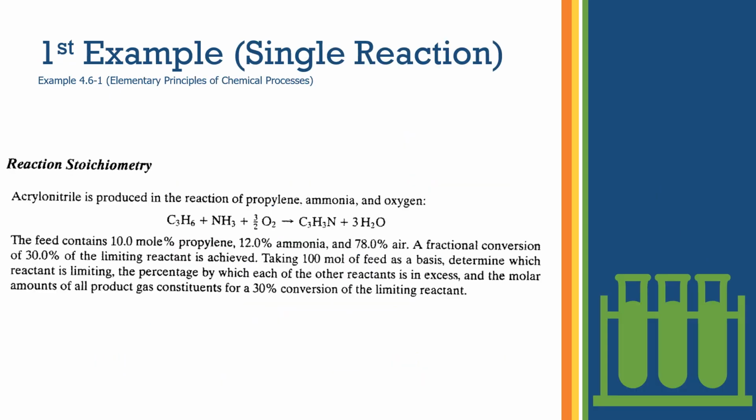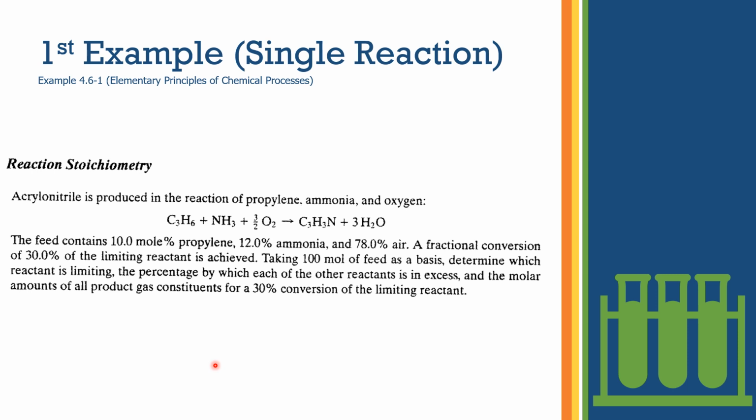So this is the first example, which is regarding a single reaction problem, and step number 0, the 0th step, of course, is to read the question. Here the question says that acrylonitrile is produced by the reaction of propylene, ammonia, and oxygen. It says that the feed contains 10% mole propylene, 12% ammonia, and 78% air, not oxygen, it is air.